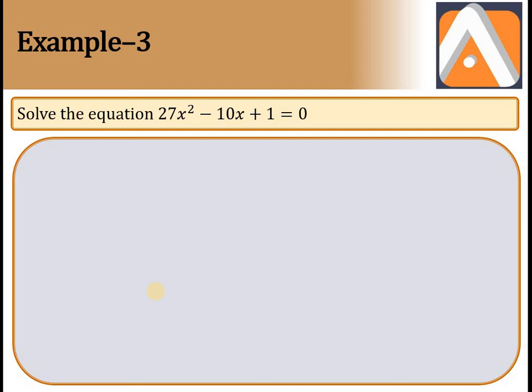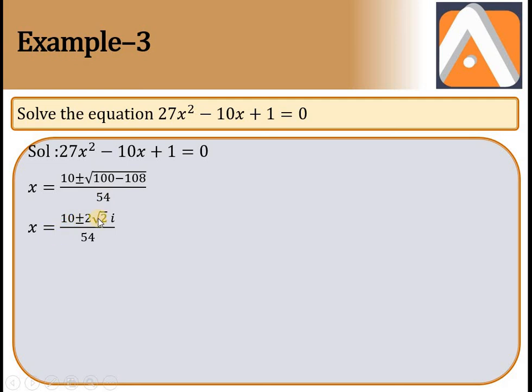27x square minus 10x plus 1, same procedure we are applying. So here minus b, that is 10, plus or minus under root 10 square means 100, minus 4ac, 4 into 27 into 1, that is 108. Again you will get minus 8. So 10 plus or minus root 8 can be written as 2 root 2, and minus 1 can be written as i, by 54. You can simplify. So take 2 common and cancel. 5 plus or minus root 2 i upon 27.